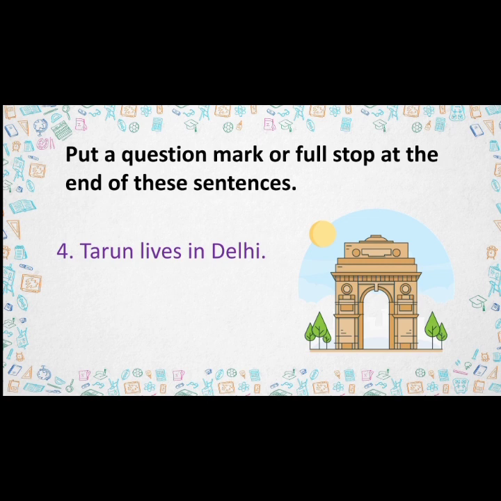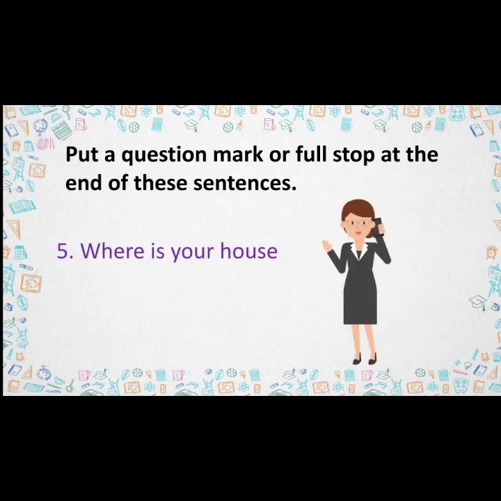And the last, where is your house? Here, a question is asked to someone. So, we put a question mark at the end of this sentence, which is after the word house. That was easy, wasn't it? I know you all are smart enough to know full stop and question mark.